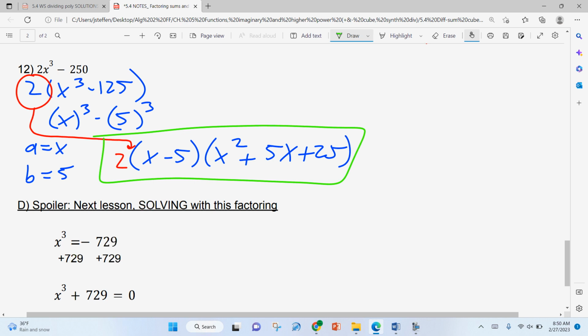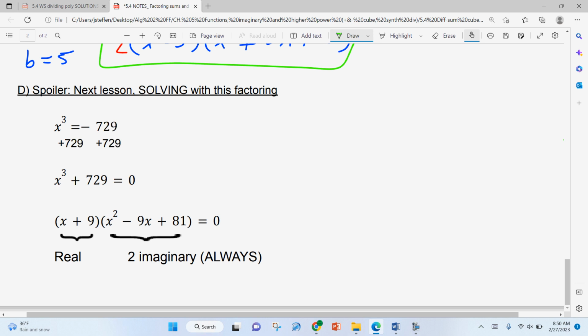Now the next thing, we're not going to do anything with this. A little bit of a heads up. The next lesson is a little bit more challenging. I guess I should say it more this way. It's a little bit more challenging in the fact that you have to use the quadratic formula.